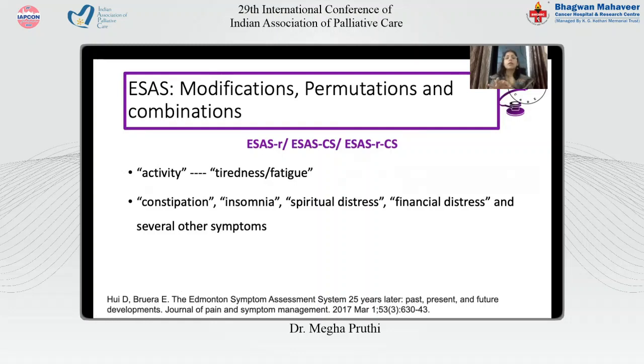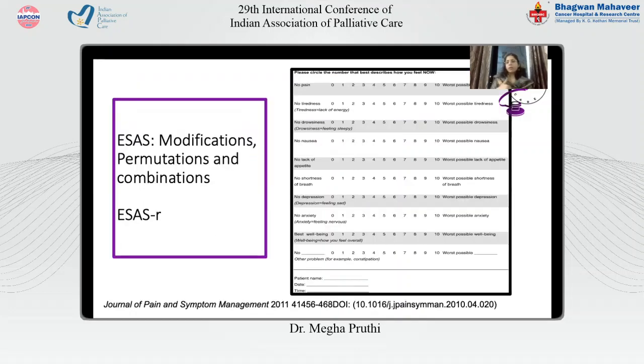Over the last 32 years, ESAS has undergone a lot of modifications, permutations, combinations, and many authors have suggested more symptoms into it. One important prominent revision is the ESAS revised, and there are majorly 6 changes. The first one being that the time frame is now. Then a few definitions were added because even healthcare practitioners and patients were getting confused as to what is tiredness and how is it different from drowsiness. So they added explanations: tiredness is lack of energy, drowsiness is feeling sleepy, depression is feeling sad, and anxiety is feeling nervous.